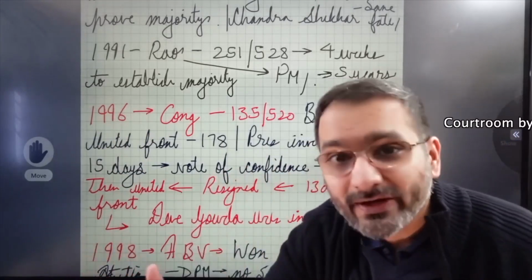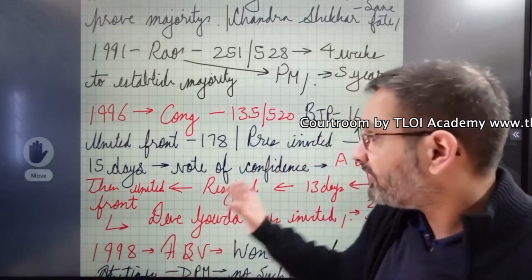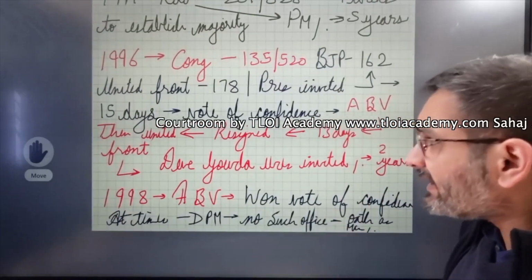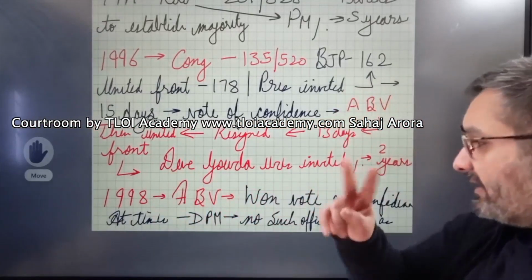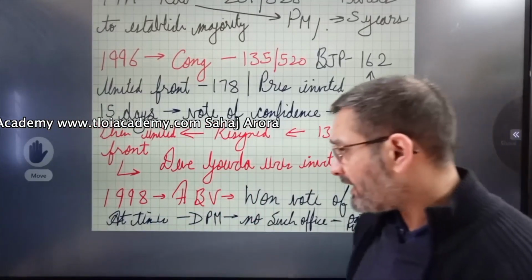So you'll have to prove it as well. If you don't have the numbers on paper in a majority, you're going to prove it, right? So it's a vote of confidence. Atal Bihari Vajpayee then resigned in 13 days. Then the United Front, Deve Gowda ji came. Deve Gowda was invited and he became the Prime Minister for 2 years before again they were in minority and couldn't really prove their government.